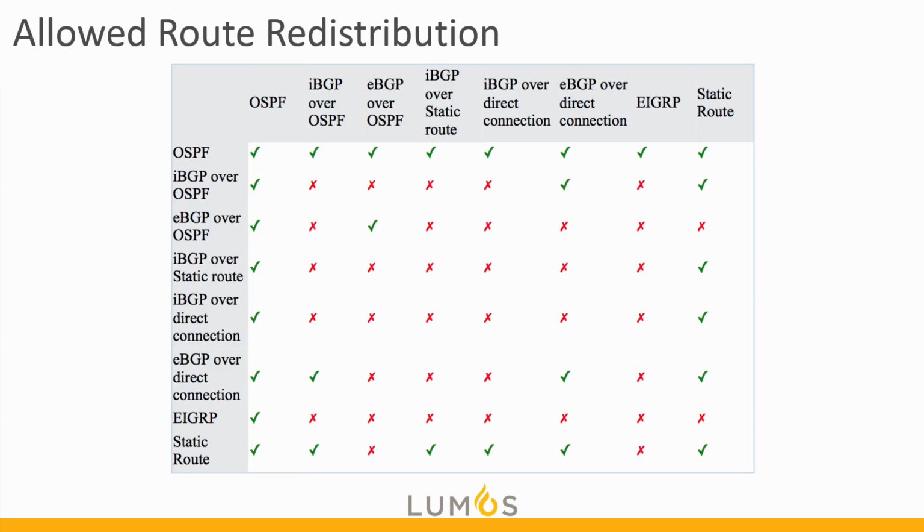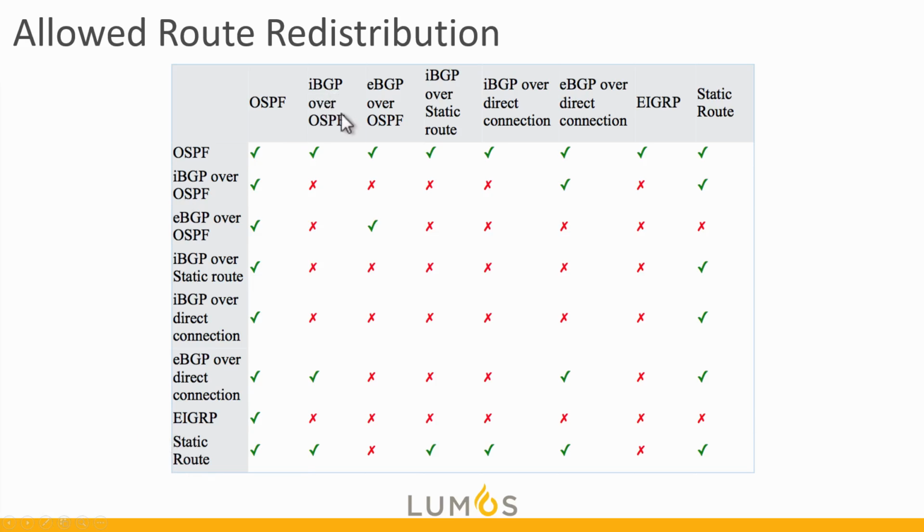Now, how do we allow route redistribution, or what protocols are allowed to redistribute into other protocols? We've got a nice matrix here. First of all, take a look at the left column, and you see that OSPF pretty much works with everything. It obviously works with itself. We can redistribute into iBGP running over top of OSPF, and into eBGP running over top of OSPF. iBGP over static or direct connection, eBGP over direct connection. We can redistribute into EIGRP, and we can redistribute OSPF routes, or really advertise them through static routes, or actually create static routes based on those.